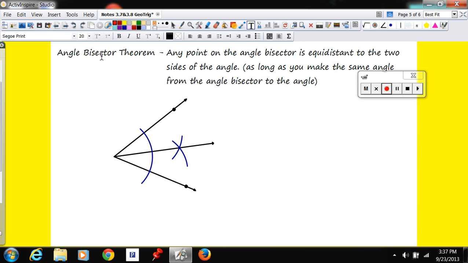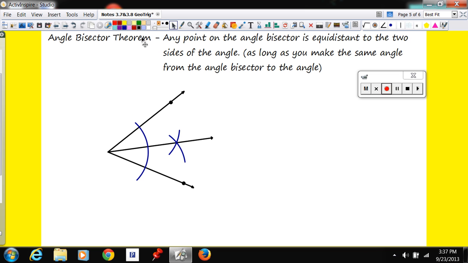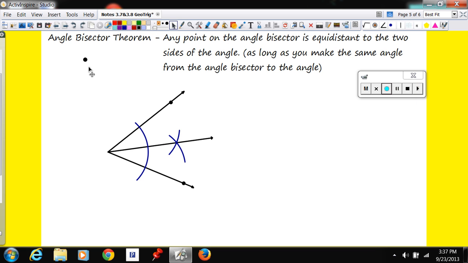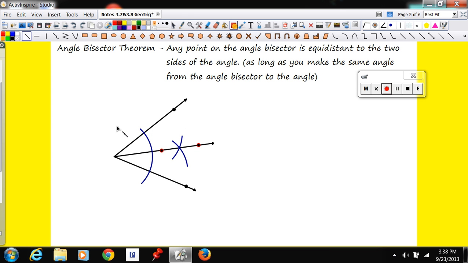And the last slide here is called the angle bisector theorem. And it's almost the same as the last one. Any point on the angle bisector is going to be equidistant to the 2 sides of the triangle. So if I was to put a point here on the angle bisector, I could put a bunch of points. I mean, it doesn't matter. I could put points on here, as many as I want, and it's going to be the same distance from one side as it is to the other side.